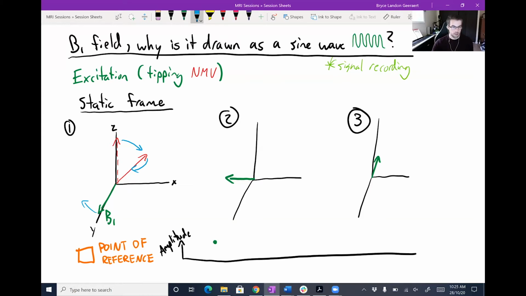I see a question. I'm just going to finish this up and then I'll read that question. So time point 2, same thing. I'm just going to only draw the B1 field for brevity's sake. And time point 3, we've got this B1 field that's rotating in a clockwise fashion, I suppose, around the XY plane, right?